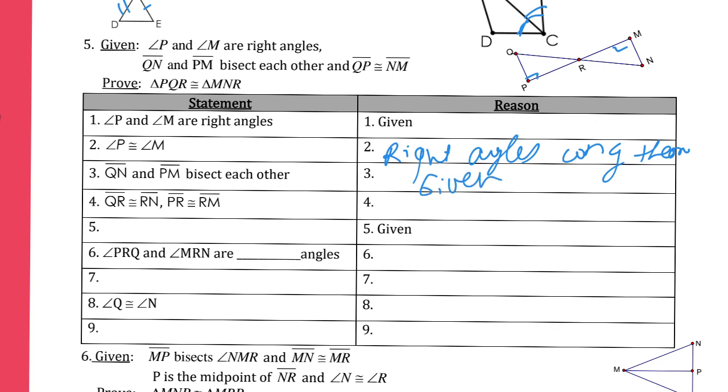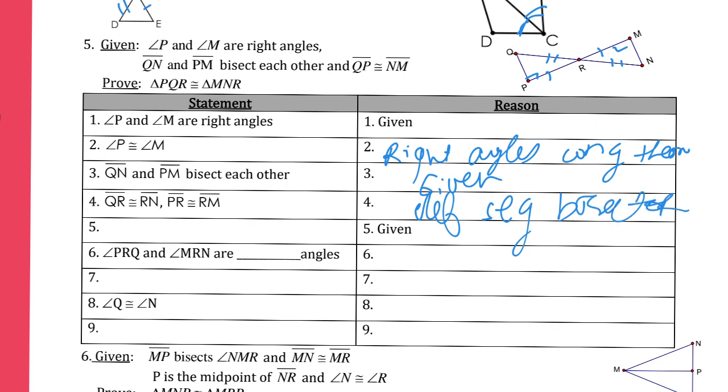The next one says that their two parts are going to be congruent. So if the two segments bisect each other, then that segment matches this one. And this one is going to be congruent to this one. Why? Definition of segment bisector.